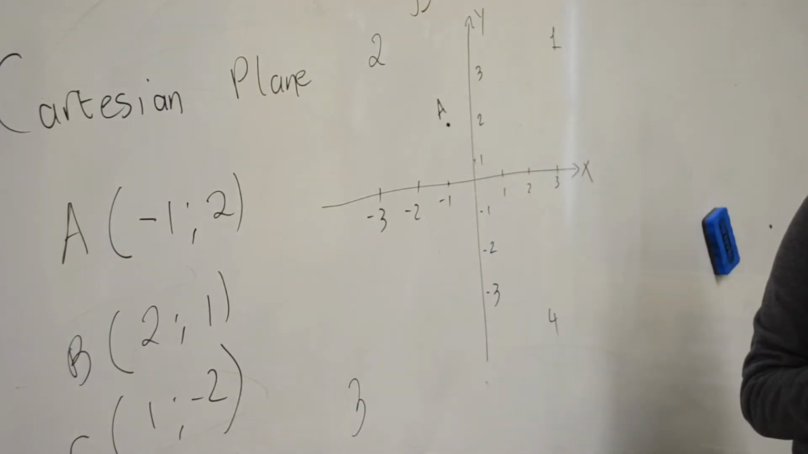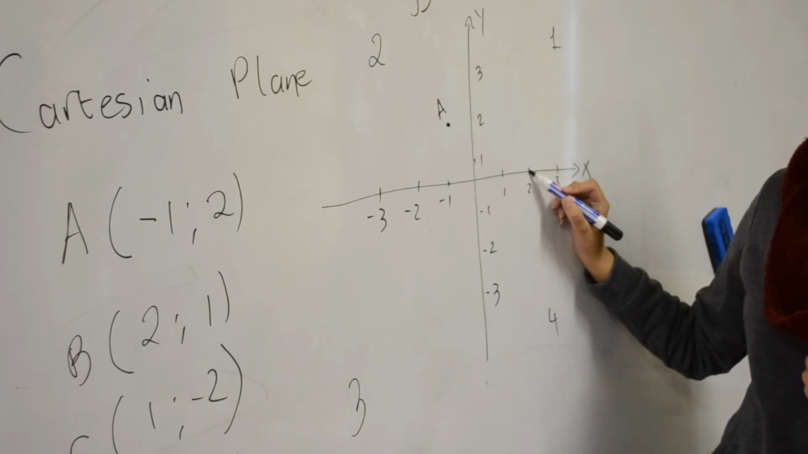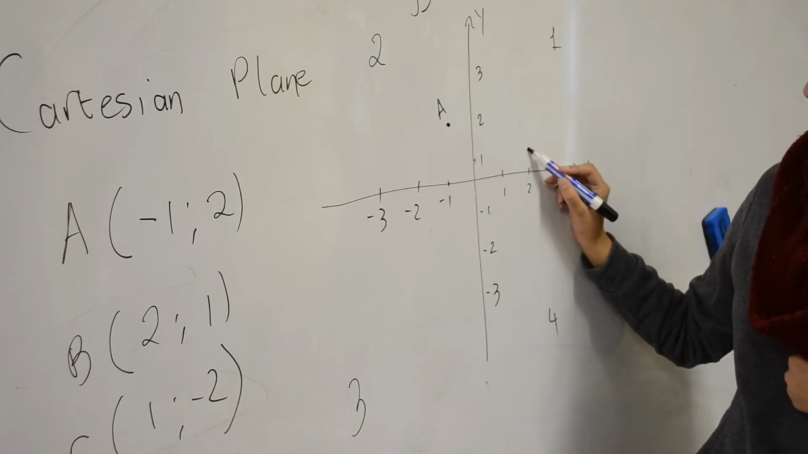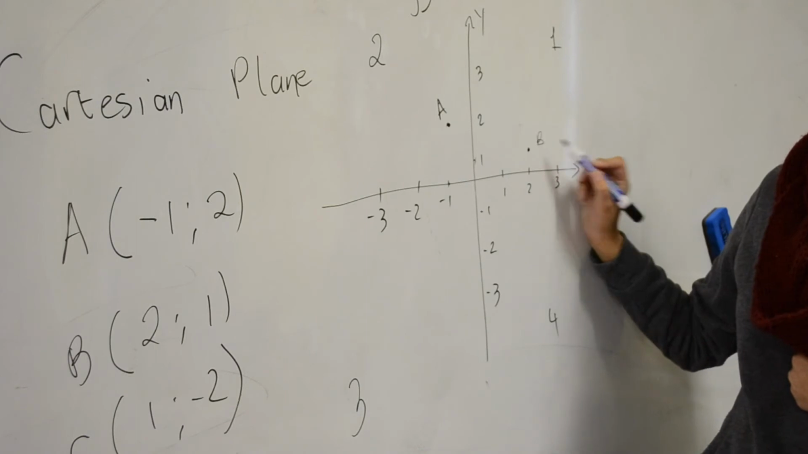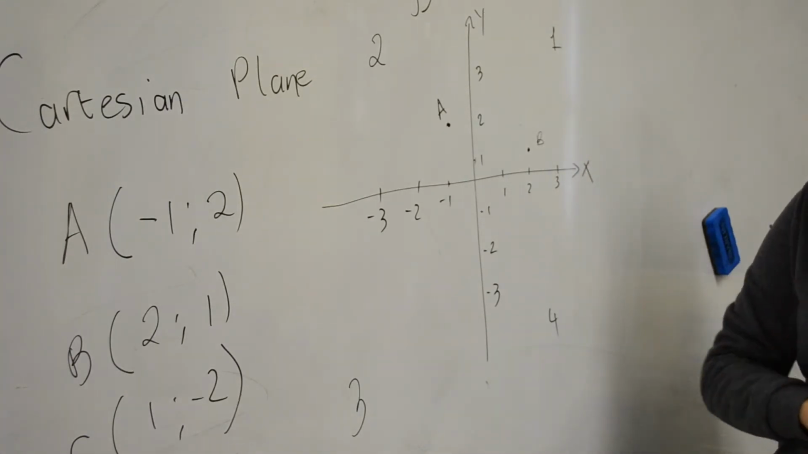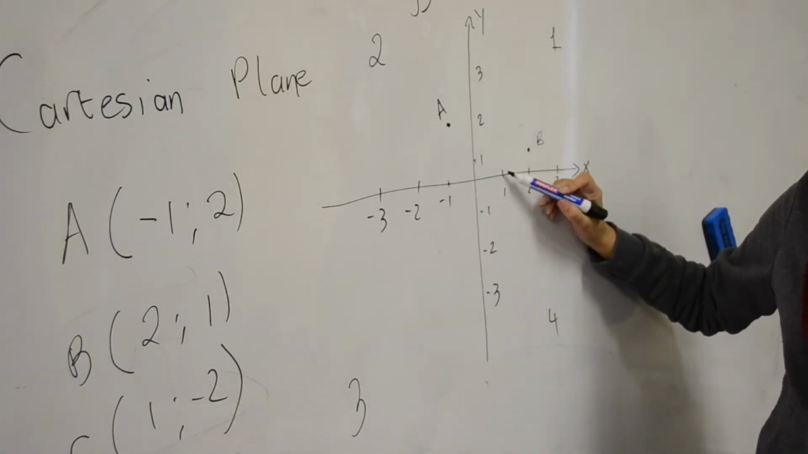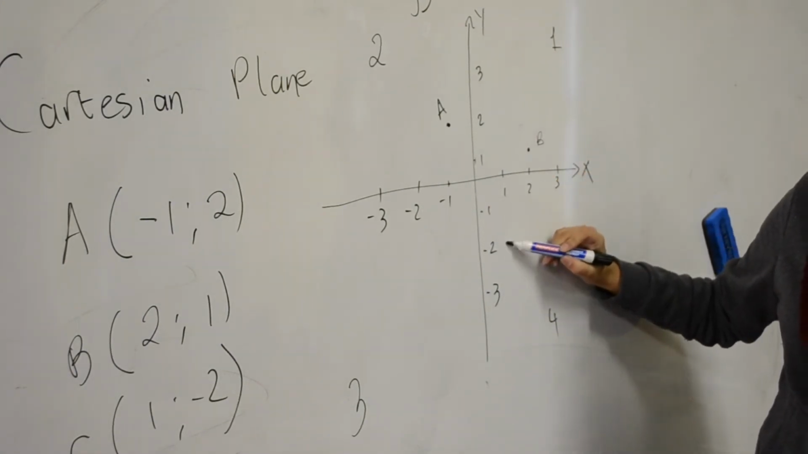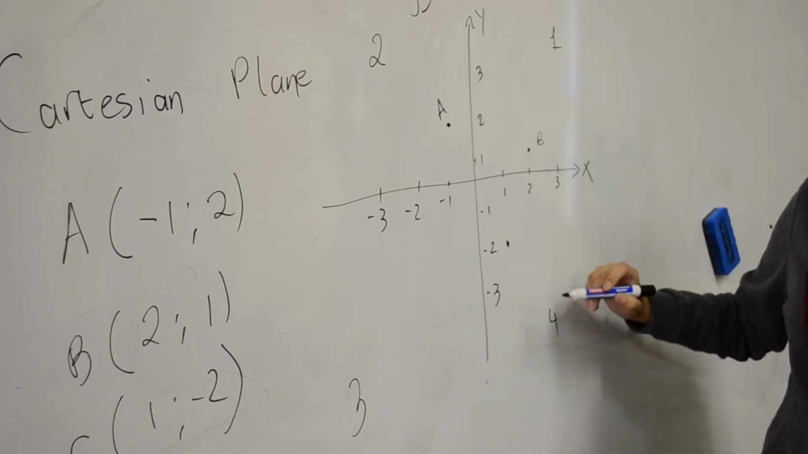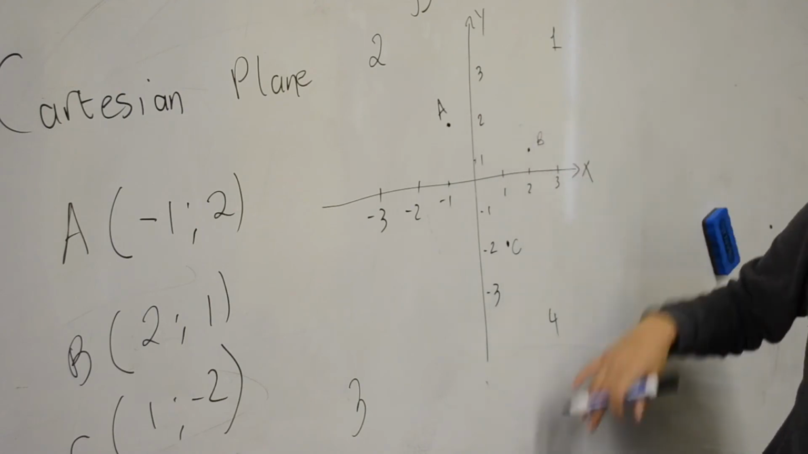Then B is 2 and 1. So on the x-axis we look for 2. On the y-axis we look for 1. And we plot coordinate B there. Then coordinate C, which is 1 and negative 2. So on the x-axis we look for 1. And on the y-axis we look for negative 2. And that's where you put your coordinate, and that is C, right? So there are your three coordinates.